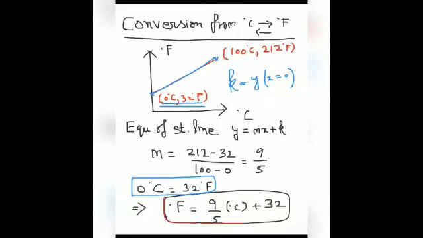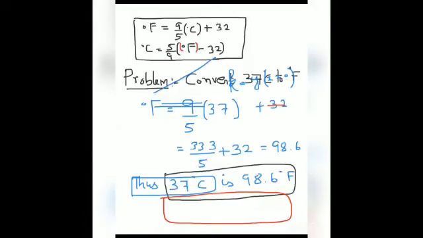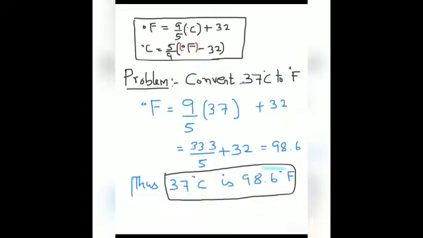From this, we can also derive the value of degree Celsius, that is degree Celsius equal to (F minus 32) into 5 by 9. So degree Fahrenheit is equal to 9 by 5 degree Celsius plus 32, or degree Celsius equal to (F minus 32) into 5 by 9. So now let us do a problem related to this, that is convert 37 degrees Celsius to the Fahrenheit scale.